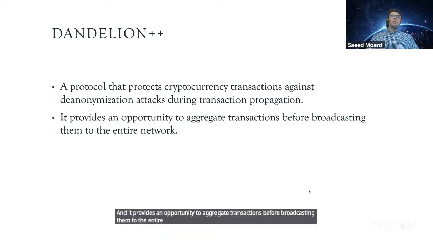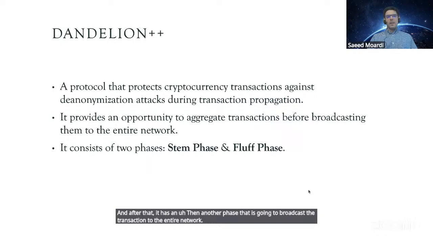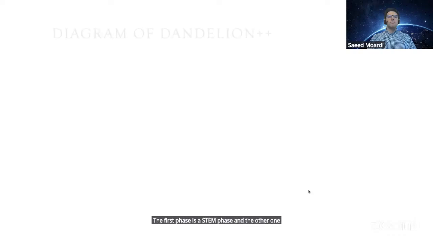And it provides an opportunity to aggregate transactions before broadcasting them to the entire network. So Dandelion++ is a protocol that first makes sure that the transaction is aggregated and it is sent to enough nodes. And after that, it has another phase that is going to broadcast the transaction to the entire network. It consists of two phases. The first phase is the stem phase, and the other one is the fluff phase.